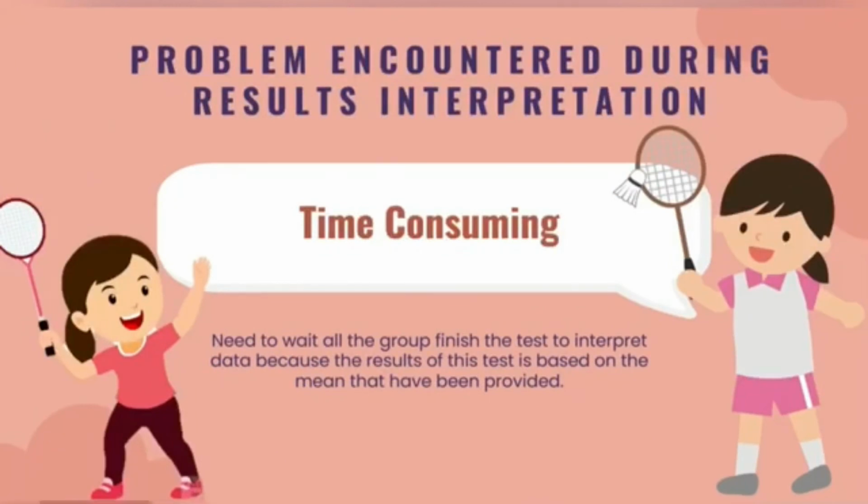Moving on to the next slide, I will explain the problems that we encountered during the results interpretation. Basically, in the process of interpreting the data that we collected, we don't have many problems. The only problem that we have is time consuming. This problem occurred due to waiting for each individual to finish the test. We want everyone to finish the test first because we want to calculate the mean of the two groups that we have formed, which are the control group and the experimental group.